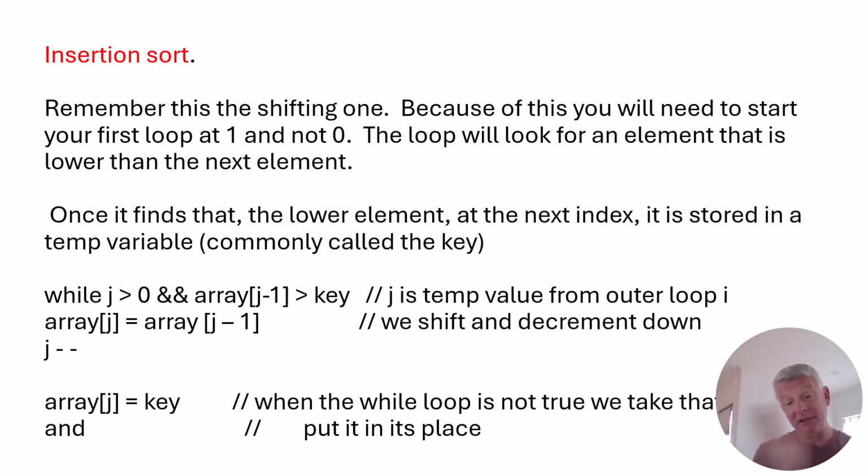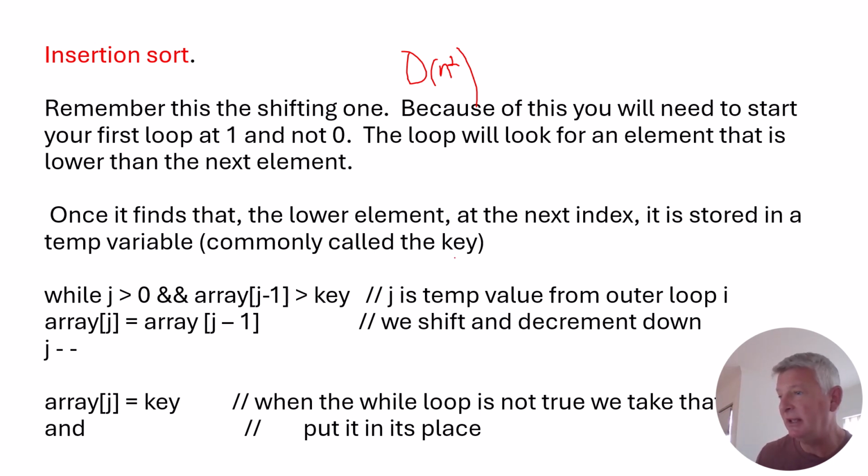Insertion sort, this is the shifting index one. Okay? Because you need to start the loop at 1 and not 0, because 1's already sorted, right? The loop will look for an element that is lower than the next element. If it finds the lower element in the index, it is stored in a temporary variable called the key normally. This is done with a while loop. And this is also O to the n squared. And I'll show you how we achieve O to the n squared. Not the most efficient, because we can write sorting algorithms that are log n. And that's awesome.